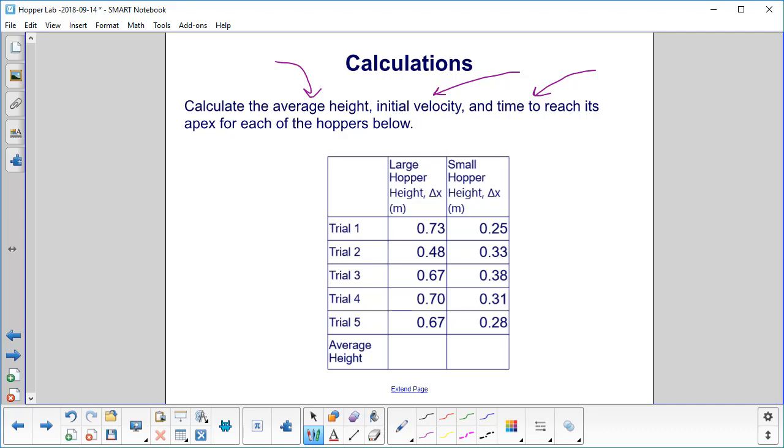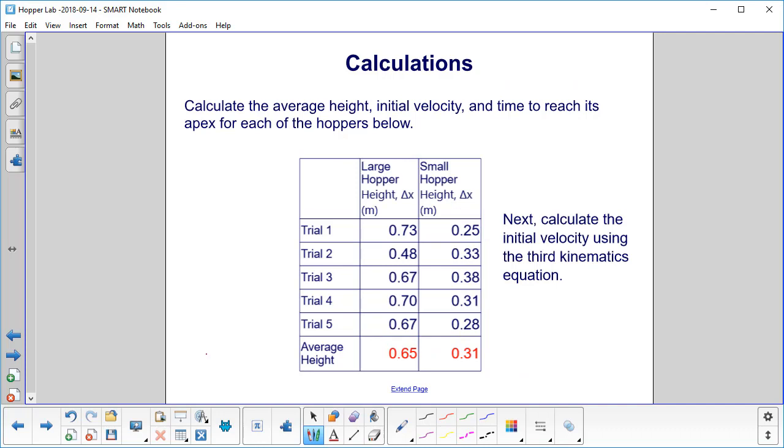So you give it a shot first, and you can see if you match what the presentation shows you. And what do we have here? We have the large hopper, and we did 5 trials, and this is how high they went. And then we did the small hopper, and we had 5 trials. So first let's calculate the average height. Here's the average height, which was calculated by adding these 5 together and then dividing by 5. And notice we don't have to put units in the table. Why? Because we have them up here. So for each data entry, we just put the number.